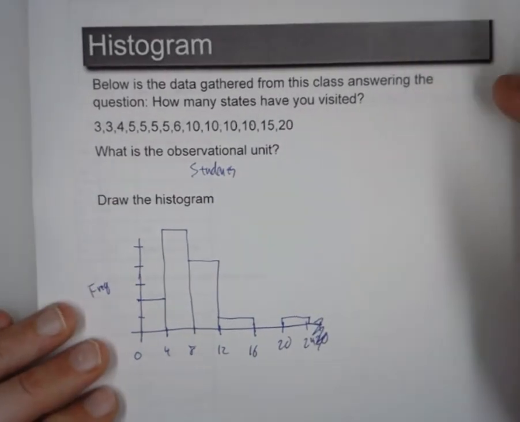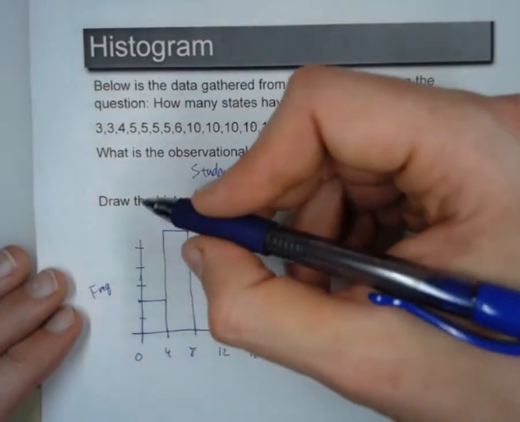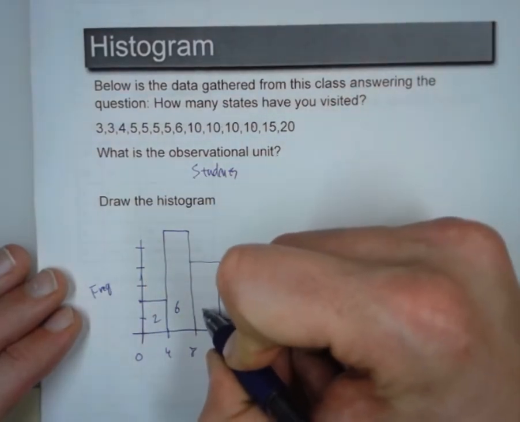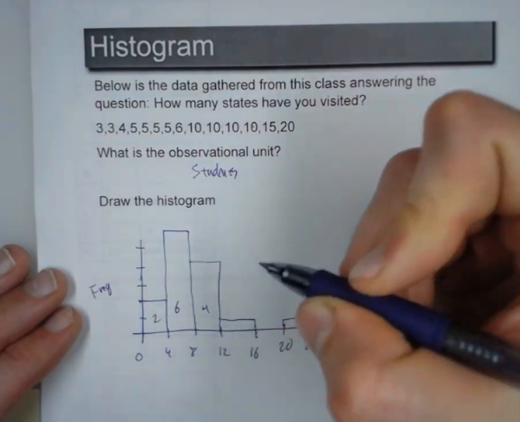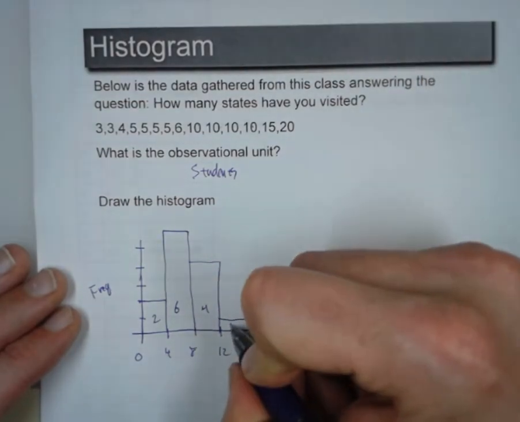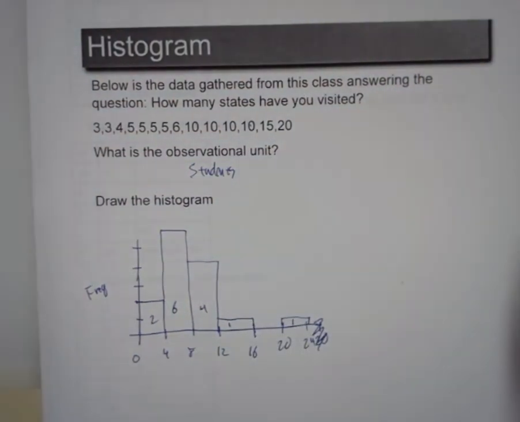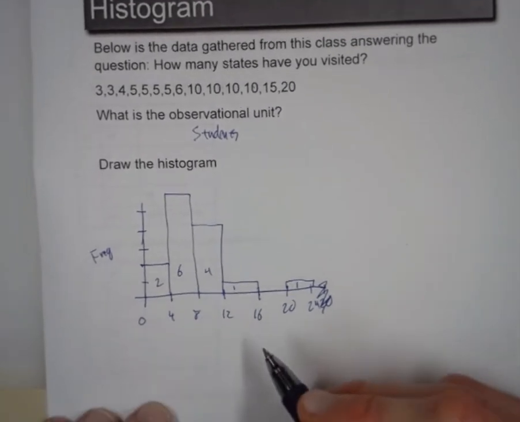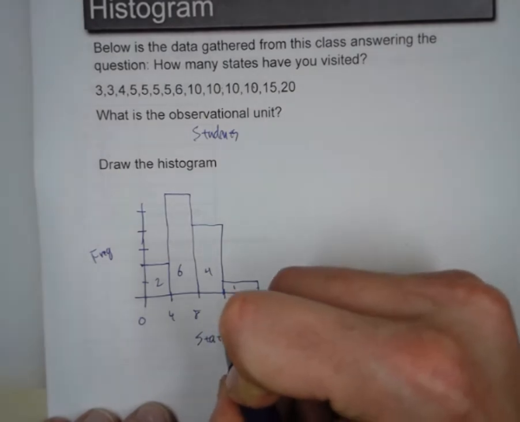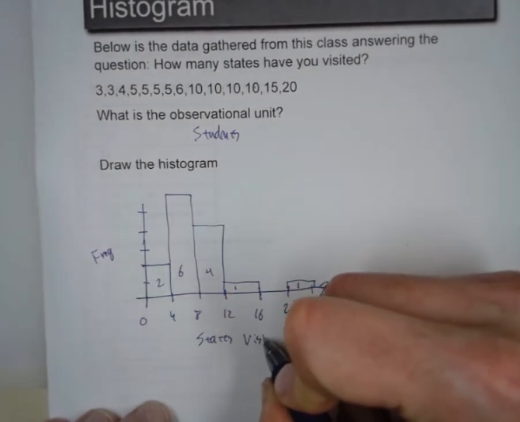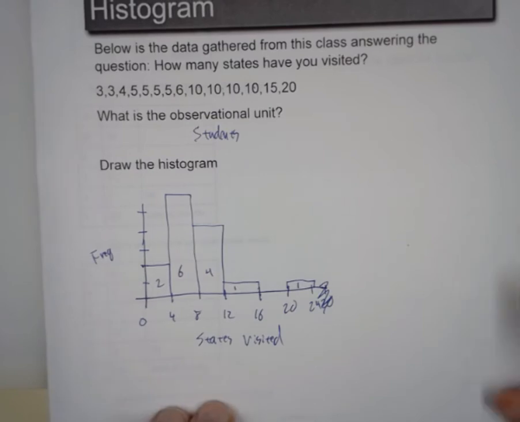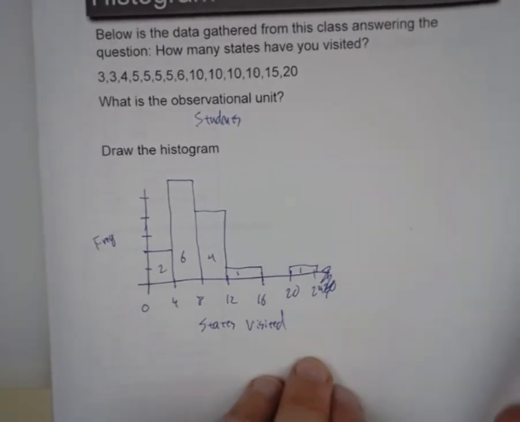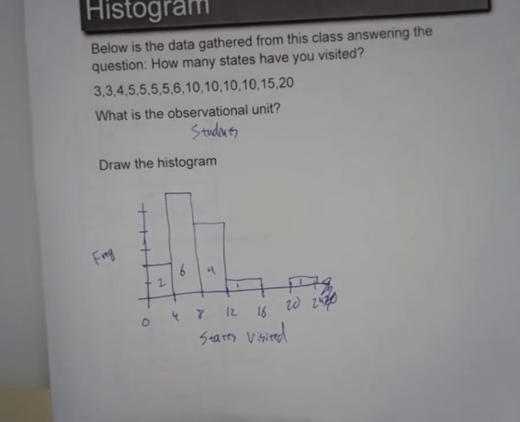Now, what some people do when they draw a histogram, they not only mark the frequency, but they also put numbers on each bar just to help remind people of how high each bar is. And that's purely up to you. But let's label this states visited. In a previous video, I forgot to do this, but this is part of the graph, is to label it so that people know what the variable is that they're looking at.